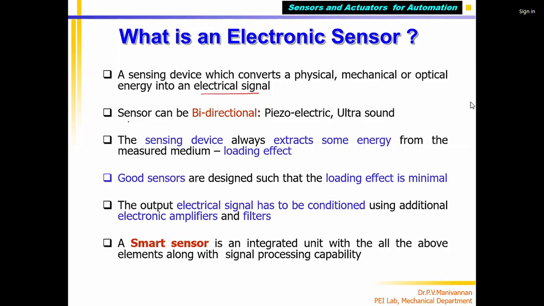Next, the sensor can be a bidirectional sensor. The example is piezoelectric sensor or ultrasound sensor. Generally, for example, if you take a thermocouple, I'm just showing you a typical thermocouple. It is made of two metal wires. I say the chromel and aluminum, or copper and constantan, Cu and constantan. These are the two dissimilar metals. Wires are made out of these, and they are fused to form a junction. This we call a junction.